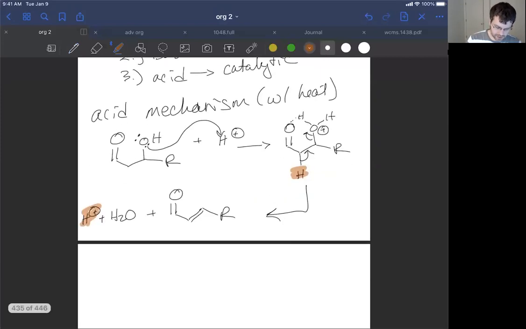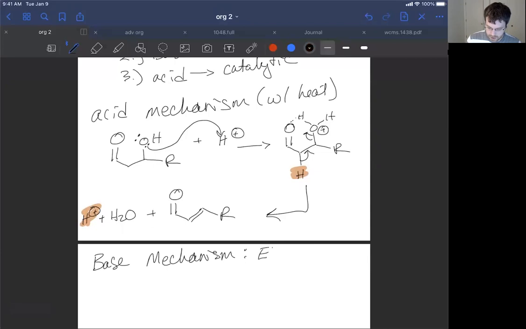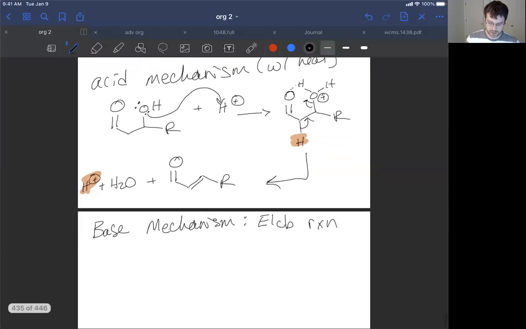So that's our acid mechanism. Now our base mechanism involves what's called the E1CB reaction. If we see E1, what we want to think about is elimination with an intermediate.